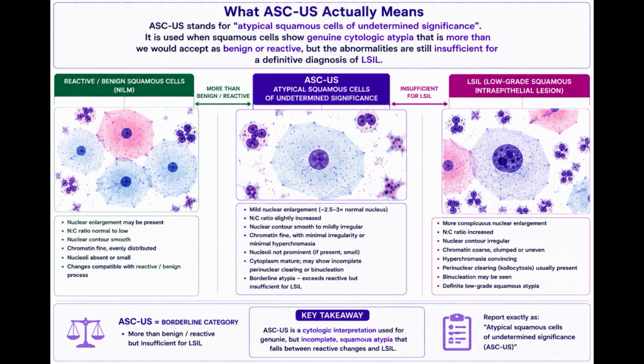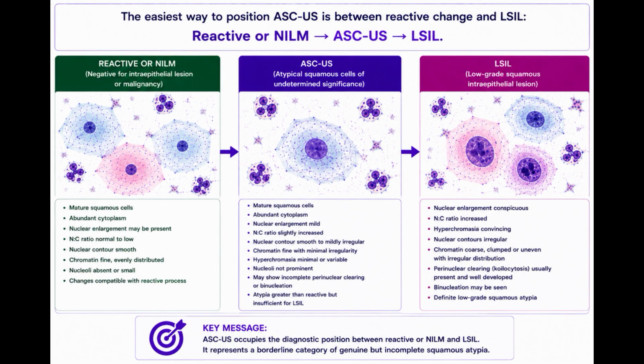What ASCUS actually means. ASCUS stands for atypical squamous cells of undetermined significance. It is used when squamous cells show genuine cytologic atypia that is more than we would accept as benign or reactive, but the abnormalities are still insufficient for a definitive diagnosis of LSIL. The easiest way to position ASCUS is between reactive change and LSIL. Reactive or NIL, then ASCUS, then LSIL.